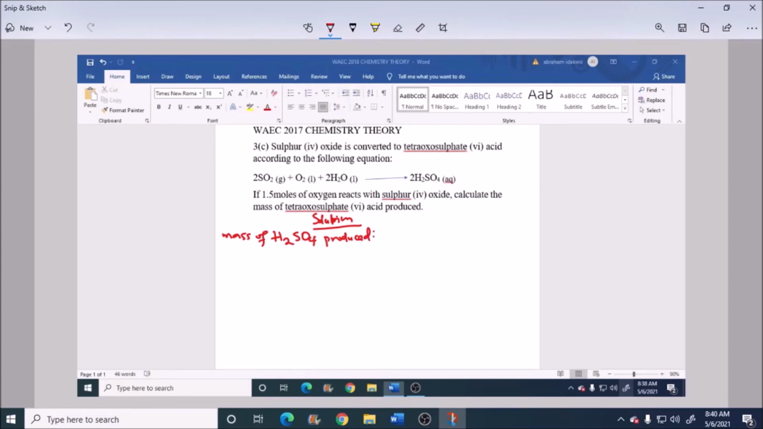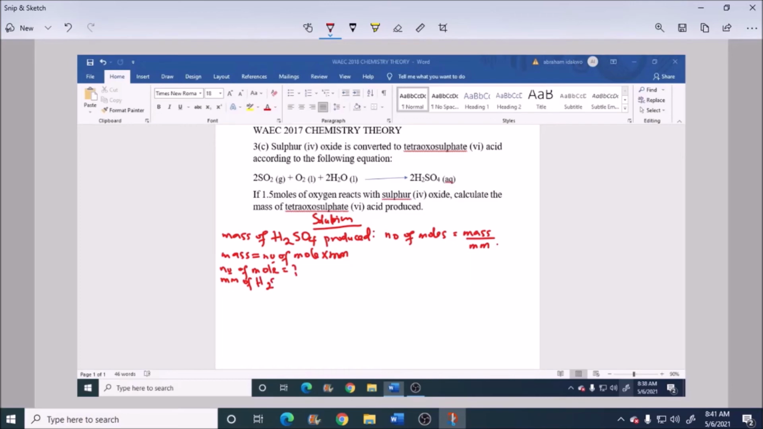Then we should know that number of moles is equal to mass over molar mass. To calculate mass, mass is made the subject of the formula, so mass equals number of moles multiplied by molar mass. With this, we need the number of moles before we can calculate the mass. The number of moles is unknown here, and the molar mass is also not given.